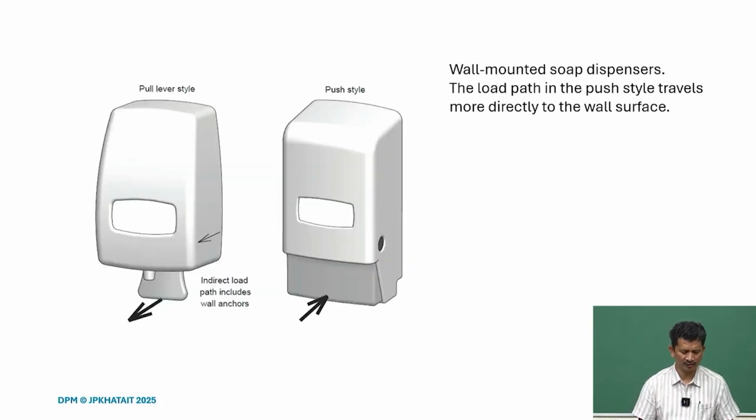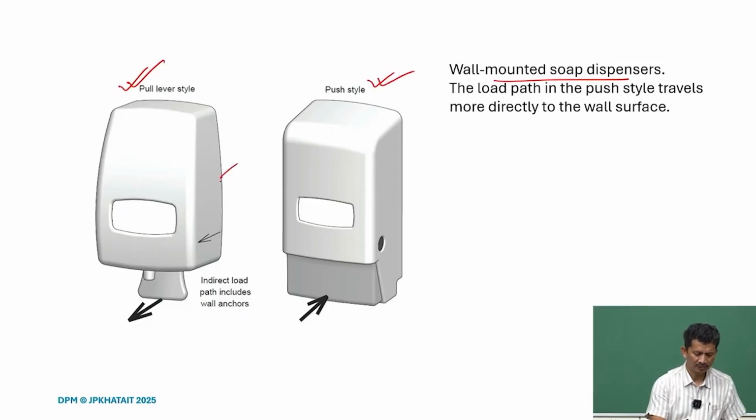So, some designs here. For instance, wall mounted soap dispensers. There are two designs, pull and push type, mounted against the wall. Which one is preferred? In the case of the pull type, you are applying a load. The box may be anchored through some screws or bolts.